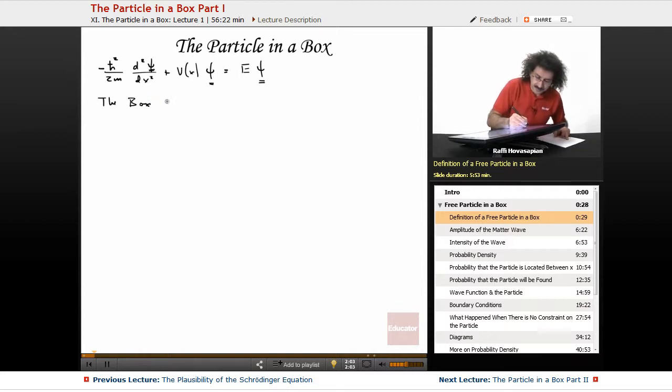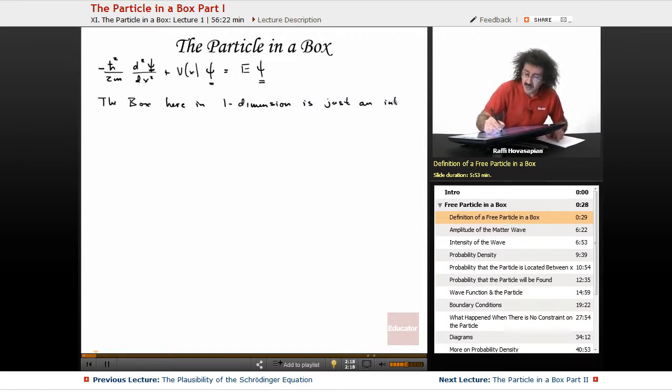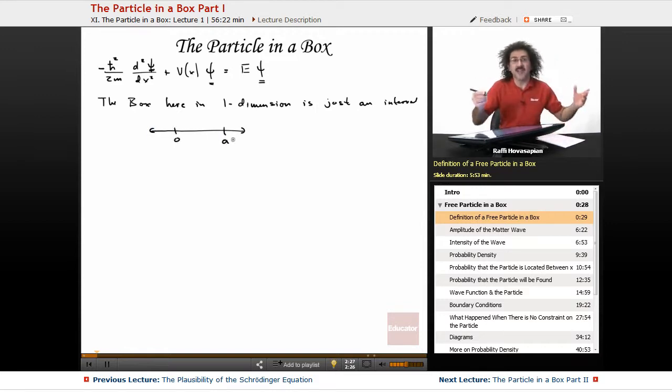So we're going to start with the one-dimensional problem, and then we'll go ahead and extend it to 2 and 3. In one dimension the box is just an interval on the real line. So let's say from 0 to a, that's our box. The particle is going to be basically found somewhere in here. That's it. It can only be there. It can't be out here. That's all this means. Now, we're going to study the free particle constrained to lie between 0 and a.